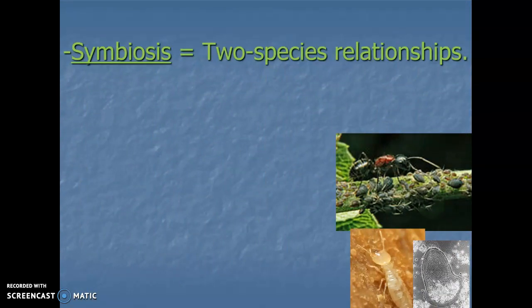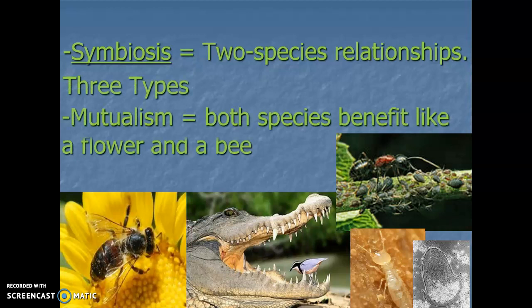The next type of relationship is symbiosis, which are two species relationships. And these could be temporary relationships, they could be permanent relationships. There are three types. The first one is mutualistic. So a mutualistic relationship, you have both species involved in the symbiotic relationship benefiting. So some examples here would be like this bee and the flower. So the bee benefits from getting food from the flower, and then the flower benefits by being pollinated.